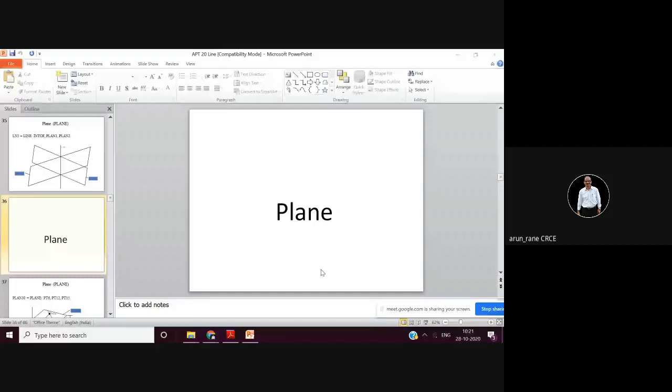And all of you know that if there is a single point, then there can be an infinite number of planes passing through that point. Again, if there are 2 points, there can be an infinite number of planes passing through those points. But if there are 3 points, there will be only one plane. There can be only one plane passing through the 3 points.